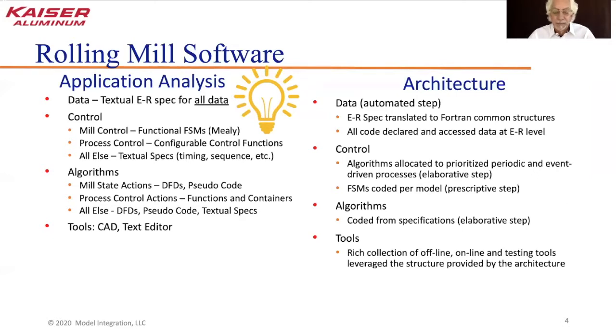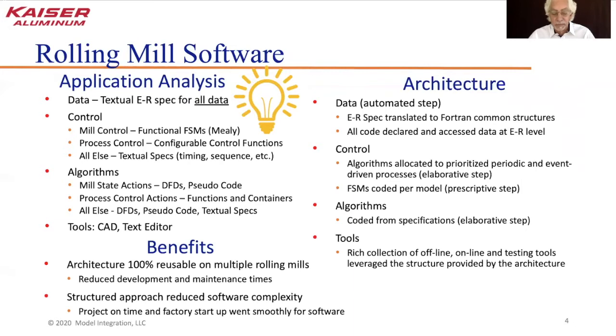A good thing. The state machines, while not generated automatically, were implemented in a very prescriptive manner, and the regular patterns in the architecture offered numerous opportunities for online, offline, and testing tools, which greatly facilitated the development and deployment of the system. All of this led to a significant reuse of the architecture on multiple rolling mills. And the startup in the factory went very smoothly with respect to the software, which was never on critical path.